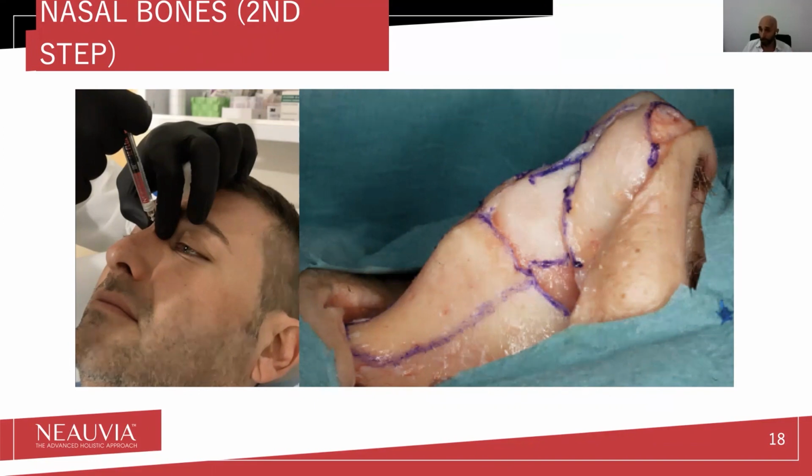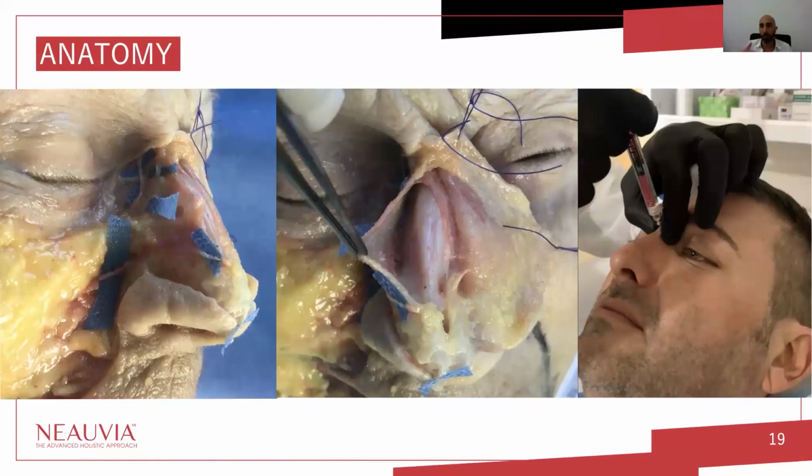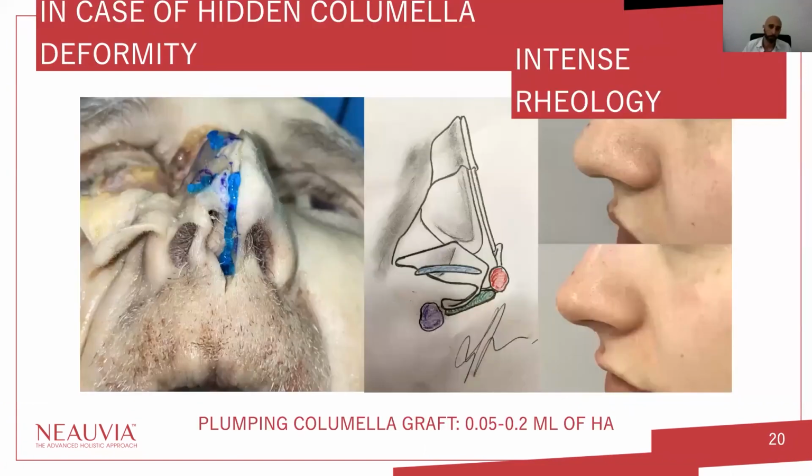Another really important thing: when we inject above the hump or above the radix, it's always really important to touch the bone, because as we can see, we have a very big vascularization in the nose. And so if we inject touching the bone, we are sure not to inject into the vessels, and so to avoid embolization. Then at the end of the injection of the anterior nasal spine and the radix, I can start looking at how to ameliorate the tip of the nose.